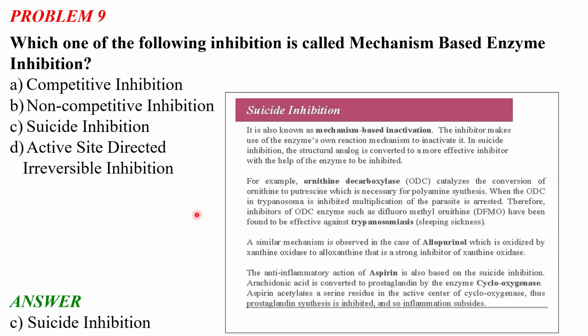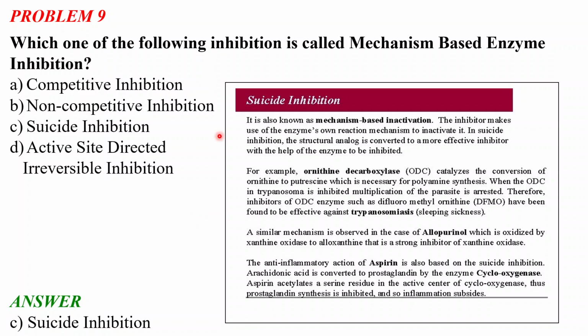Okay. So suicide inhibition is known as mechanism-based inactivation. The inhibitor makes use of the enzyme's own reaction mechanism to inactivate it. In suicide inhibition, the structural analog is converted to a more effective inhibitor with the help of the enzyme to be inhibited. For example, ornithine decarboxylase catalyzes the conversion of ornithine to putrescine, which is necessary for polyamine synthesis. When the ODC in trypanosoma is inhibited, the multiplication of the parasite is arrested. Therefore, inhibitors of this ODC enzyme such as difluoromethylornithine have been found to be effective against trypanosomes.